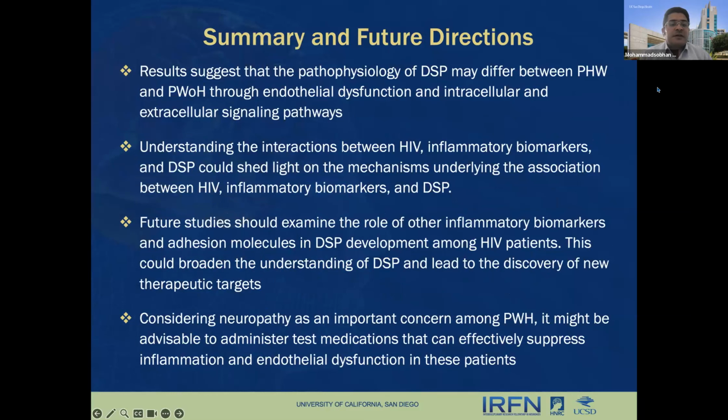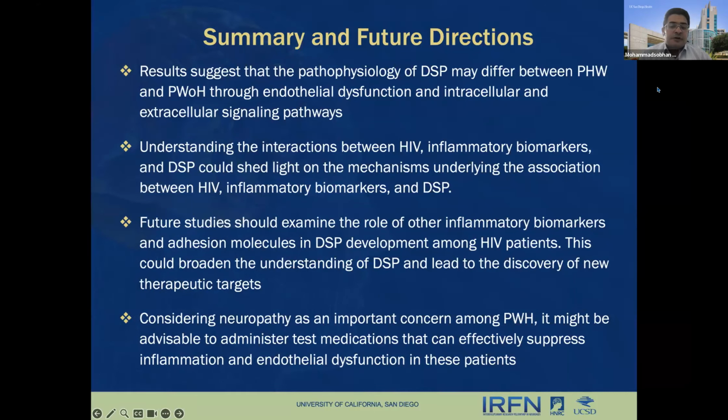In summary, the result of this study suggests that the pathophysiology of DSP may differ in people with HIV and people without HIV through endothelial dysfunction and cell signaling, intercellular or extracellular signaling pathways. And understanding these interactions between HIV, biomarkers, and DSP could help us elucidate and better understand the mechanism underlying the association between HIV, inflammatory biomarkers, and DSP.